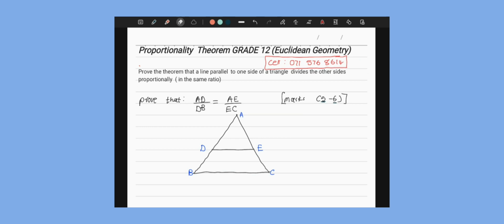In this video, as requested, I'm going to show you how to prove the proportionality theorem. It's a grade 12 theorem, under Euclidean geometry.